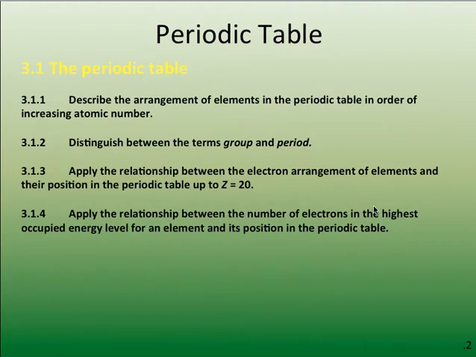Hopefully at the end of this screencast we will be able to describe the arrangement of the elements in order of increasing atomic number, and distinguish between group and period. Periods go this way, groups go this way. There are 18 groups in the periodic table. Apply the relationship between the electron arrangement of the elements and their position in the periodic table, only up to element 20. I actually expect you to be able to go farther. And then apply the relationship between the number of electrons and the highest occupied energy level and its position on the periodic table. Most of this should be a review.